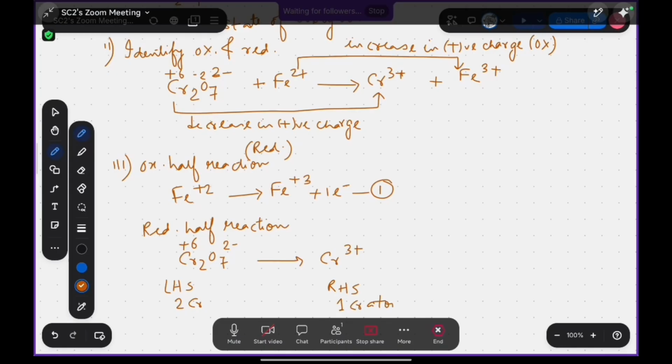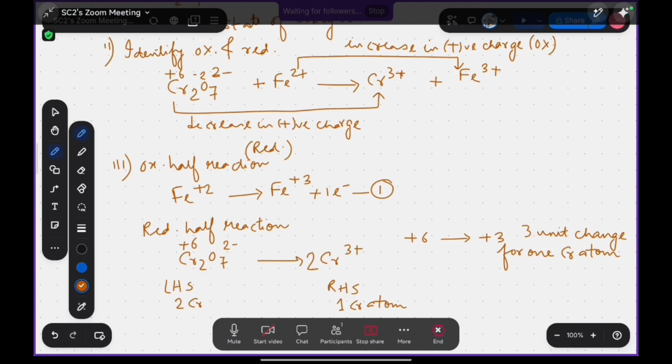So first of all, let us balance chromium. Take 2 Cr plus 3. Now see, chromium on the left hand side and chromium on the right hand side are equal. Now see, plus 6 is changing to plus 3. How much is the change? 3 units change for 1 chromium atom.